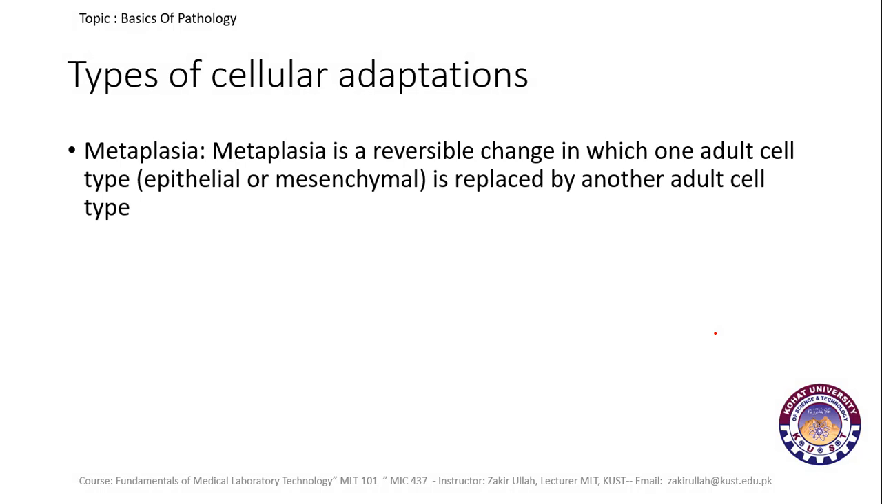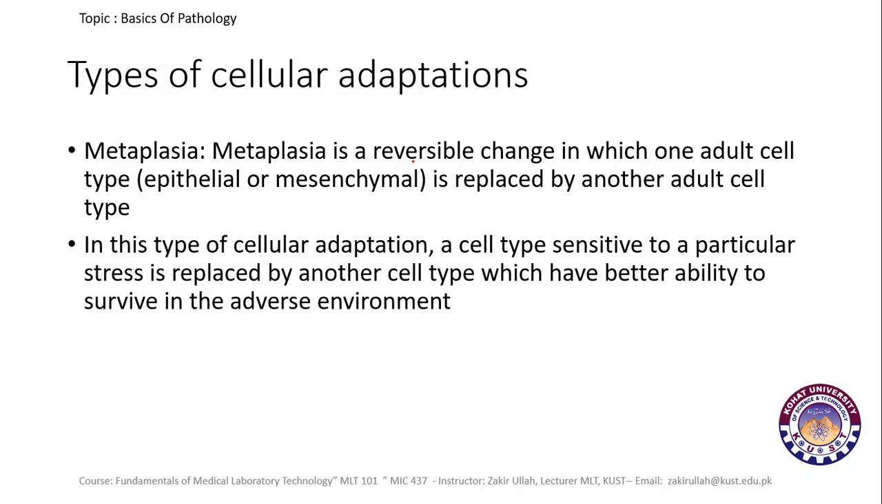Metaplasia is another type of cellular adaptation. It is basically a reversible change in which one adult cell type is replaced by another adult cell type. When the stimulus is removed, the cell type returns to its original condition. This condition is called metaplasia.